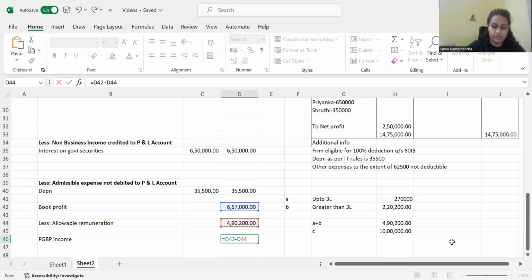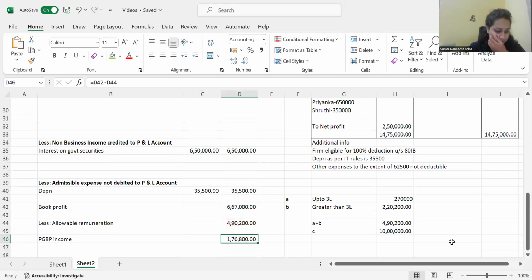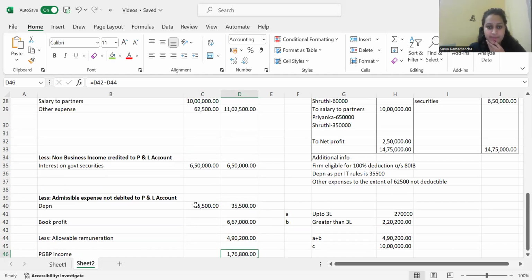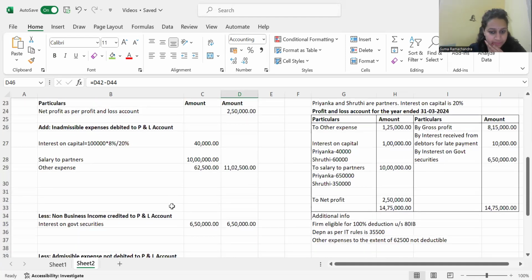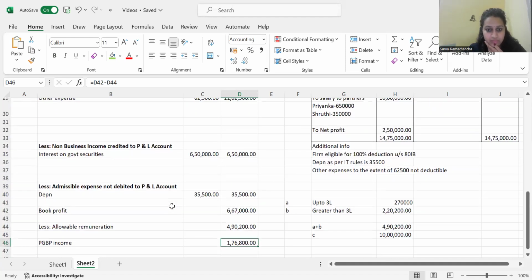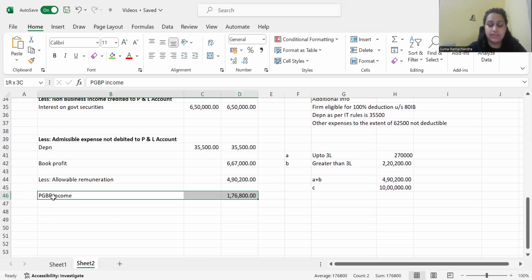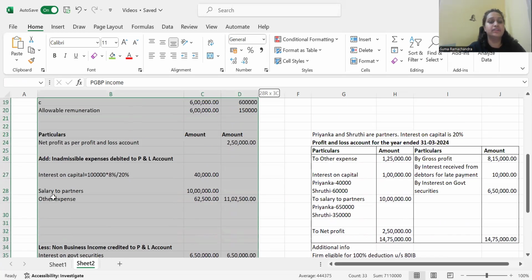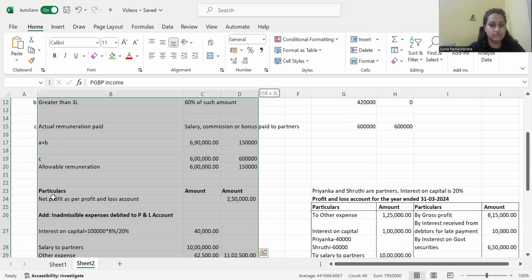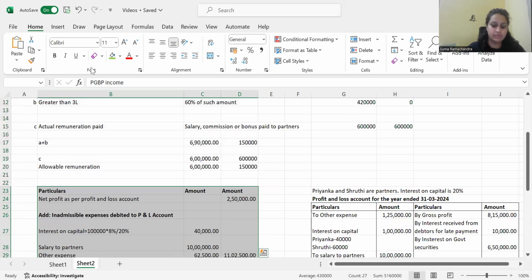How much is my PGBP income now? From book profit, I'm going to reduce my allowable remuneration. This will become my PGBP income. I hope I've done everything correctly. Okay, I think I've done everything correctly here. Okay then. Now, once I get my PGBP income, what do I do? Till this, you're going to do it in your normal calculations. These many things will be your main calculation.